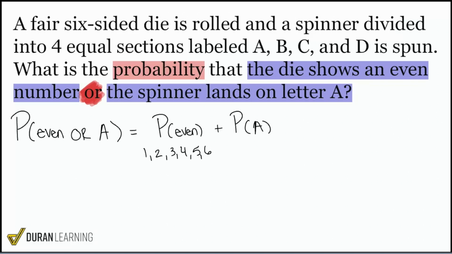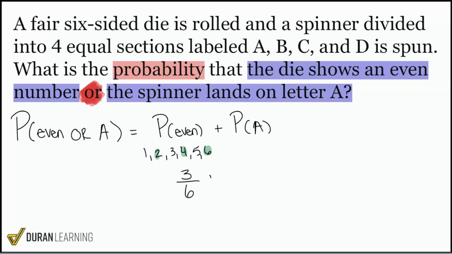Yeah, 3 of these numbers are even. We see that we have 2, 4, and 6. These are all even numbers. And so with that, we have 3 even numbers out of 6 total numbers. That is the probability of rolling an even number.